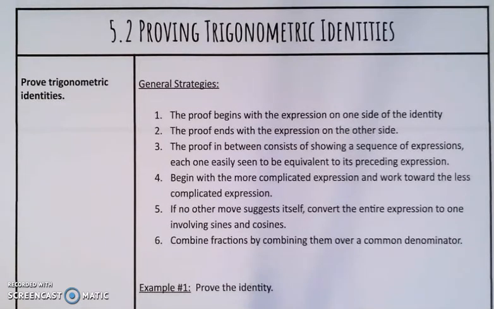Number three, the proof in between consists of showing a sequence of expressions, each one easily seen to be equivalent to its preceding expression. Number four, begin with the more complicated expression and work toward the less complicated expression. Number five, if no other move suggests itself, convert the entire expression to one involving sines and cosines. We saw this in a previous section. And number six, combine fractions by combining them over a common denominator. So let's see what this looks like put into action.